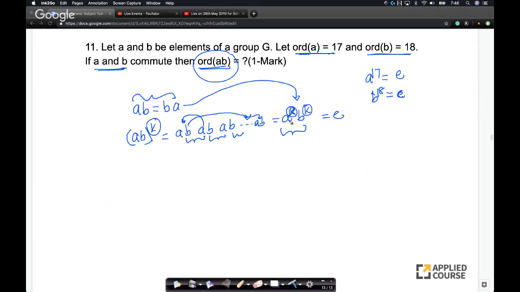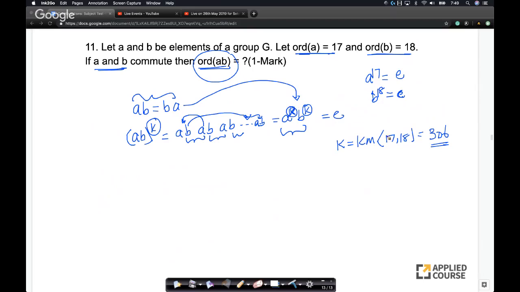This k, look at this, A^k and B^k equals E, right? The important part is, what should this k be? Shouldn't this k be the LCM, or the least common multiple, of 17 and 18? And what is the least common multiple of 17 and 18? It is equal to 306, right?